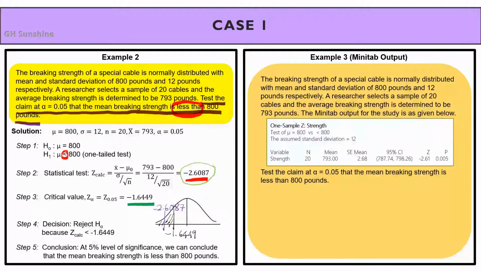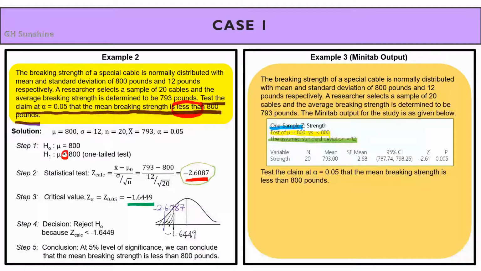So this one, based on Minitab output. So first, look at here. Minitab output, one sample Z. So one sample Z means that variance or standard deviation is known. And then look at here. What we need to test? Test of mu equal to 800 versus mu less than 800. Same as example 2. And then this one, the assumed standard deviation equal to 12.